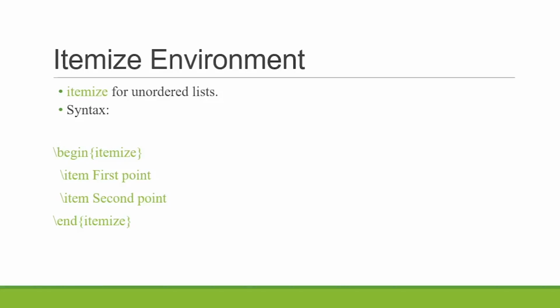In LaTeX, the itemize environment is used to create unordered lists. Here's the syntax: \begin in curly brackets itemize, \item followed by first point, then \item followed by second point, finally \end and itemize in curly brackets. This will create a bullet point list with first point and second point as the entries.